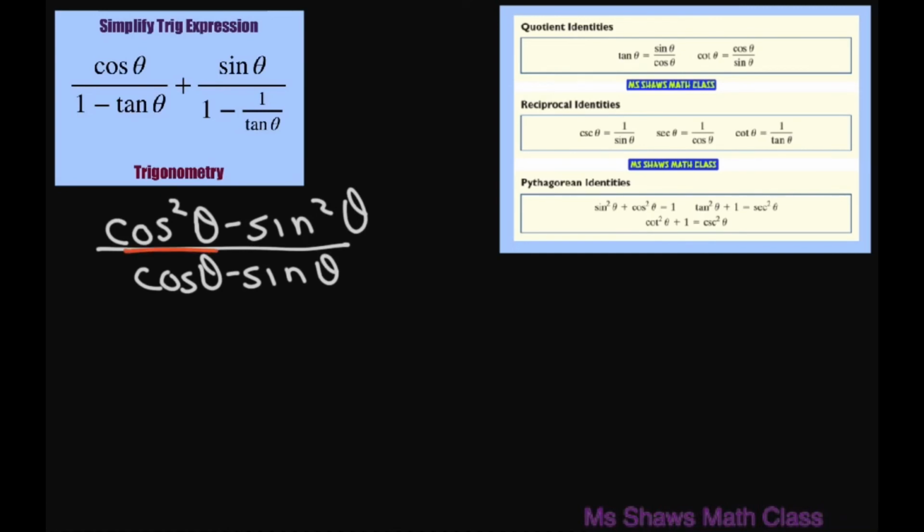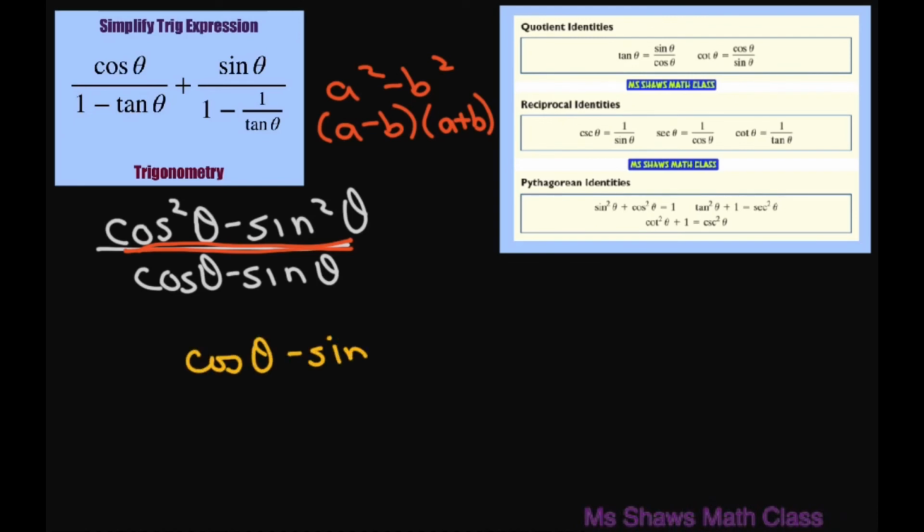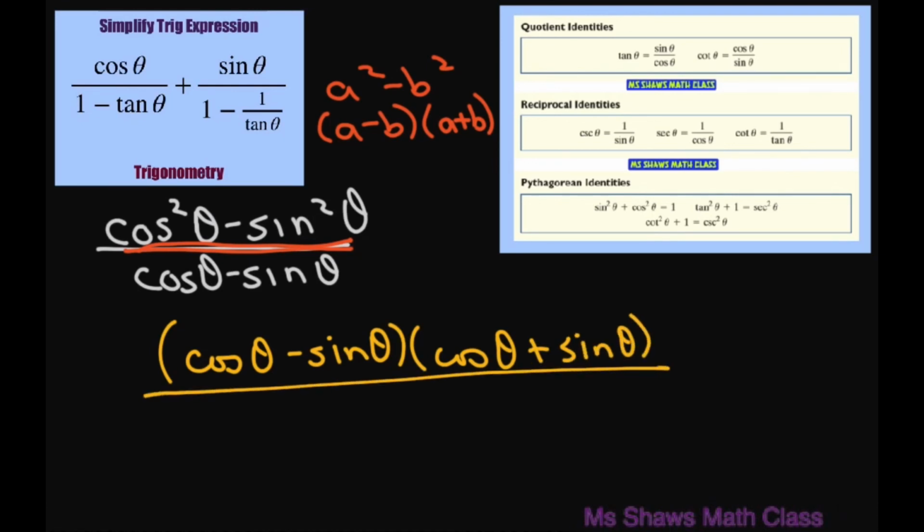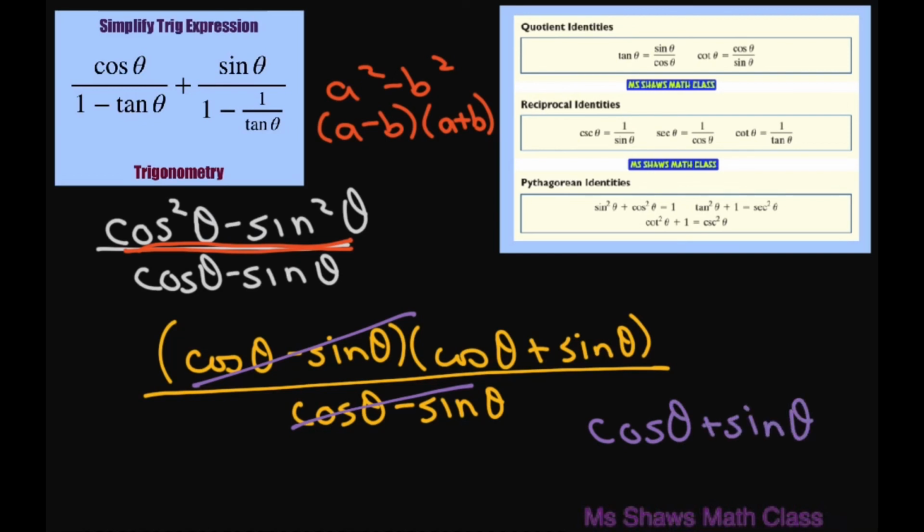Also, this has the form a squared minus b squared, your difference of squares, which equals a minus b times a plus b. So I'm going to expand this with my factoring facts and write this as cosine of theta minus sine of theta times cosine of theta plus sine of theta, all divided by cosine of theta minus sine of theta. Now these two cancel out, and your final answer simplified is cosine of theta plus sine of theta. And that's it.